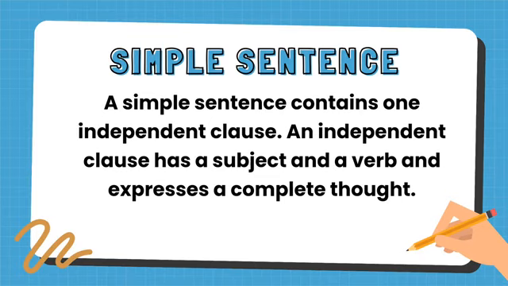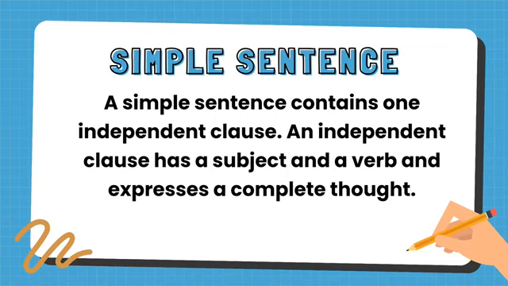So we want to talk about the simple sentence. A simple sentence contains one independent clause. When we are talking about an independent clause, it has a subject and a verb and expresses a complete thought. So a simple sentence contains only one independent clause, such that we call it a simple sentence. An independent clause is that clause that has a subject and a verb and expresses a complete thought.